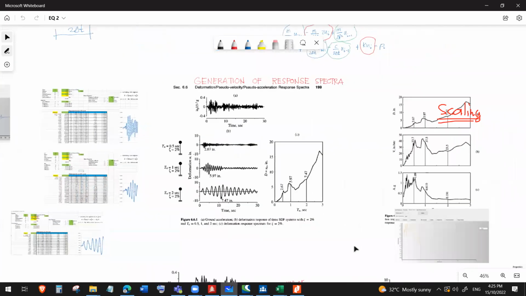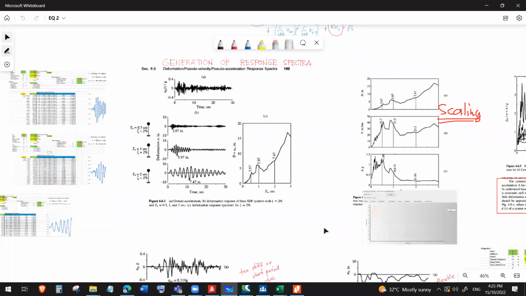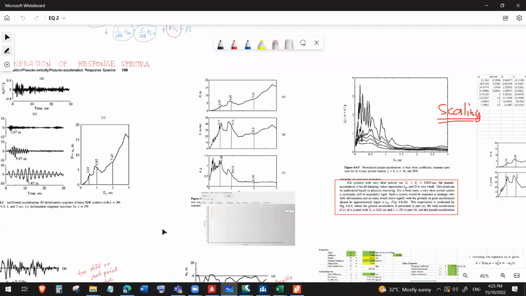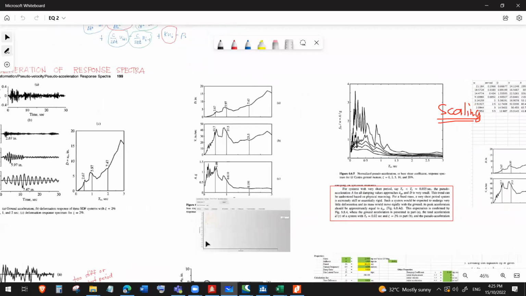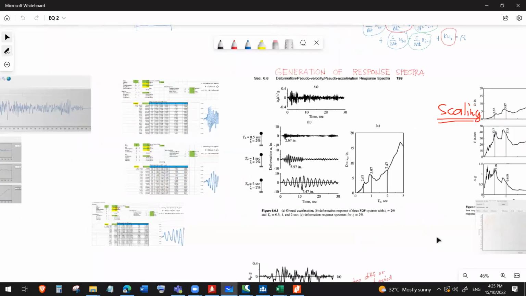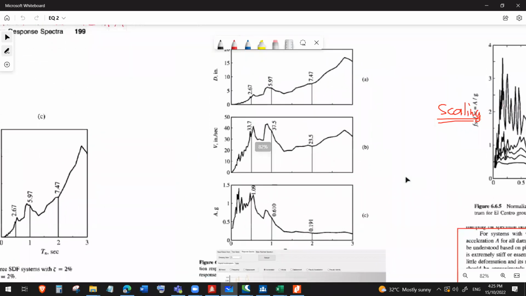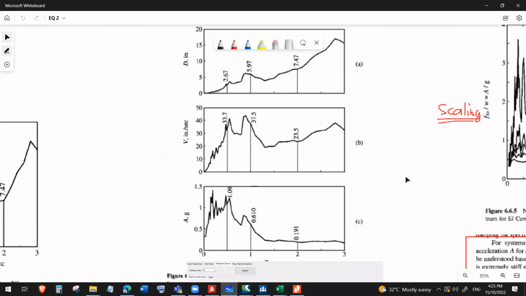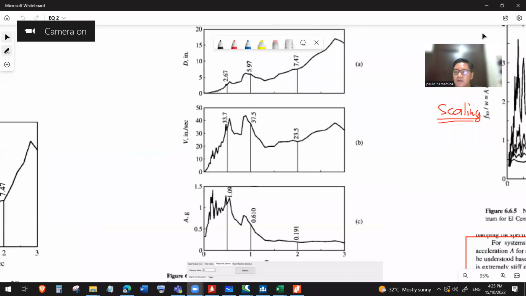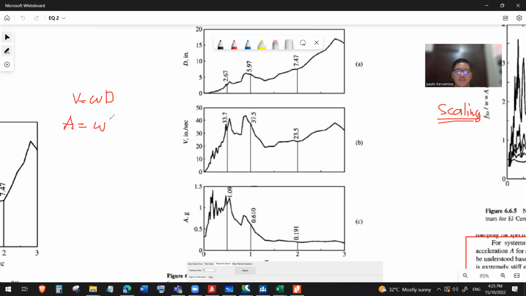Okay, so we're done with the deformation response. And next is the velocity and acceleration. And it turns out that in order to plot the velocity and acceleration, we're just going to multiply by omega. So ito yung relationship. In order to plot the velocity, multiply the deformation by omega. And then the acceleration is omega square times deformation.